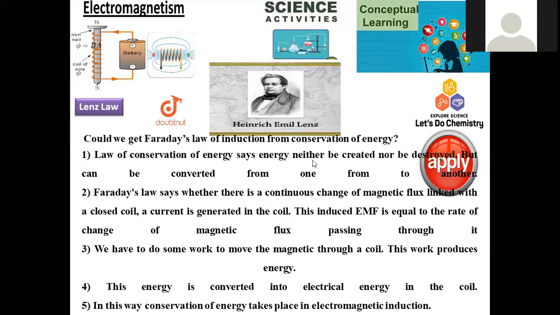The law of conservation of energy says that energy can neither be created nor destroyed, but can be converted from one form to another. For example, solar energy can be converted into mechanical energy, electrical energy, chemical energy, and any kind of biological energy as well. So many kinds of transformations are possible. Because energy can neither be created nor destroyed, but we can convert one form into any other, that is called the law of conservation.